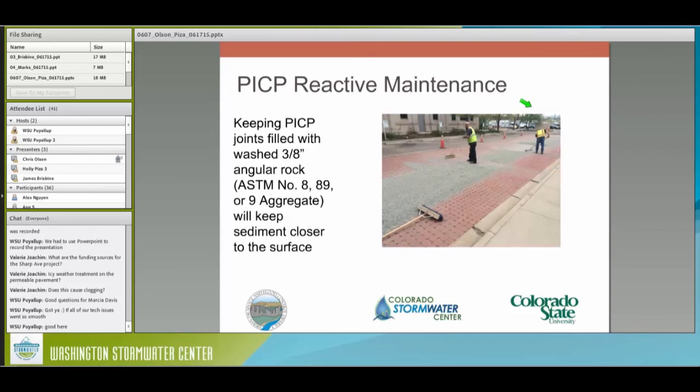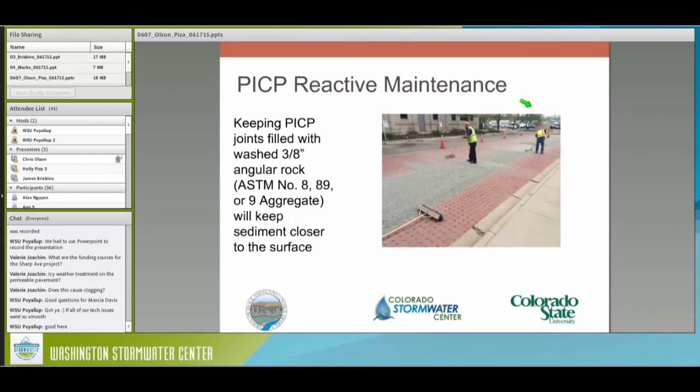And so Holly talked about this a little bit, but it's really important to keep the joints of PICP filled with whatever the specifications of aggregate are. Around here it's a number 89 stone, and that way as the runoff moves through the joints, this aggregate filters the sediment out at the surface so that we may be able to go back in with periodic maintenance.